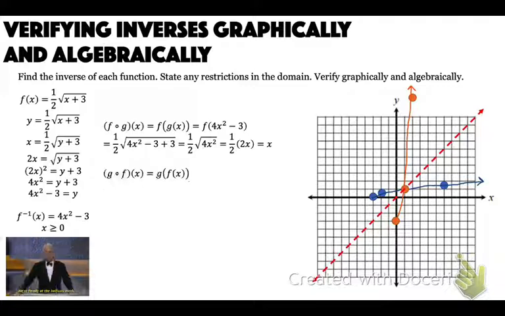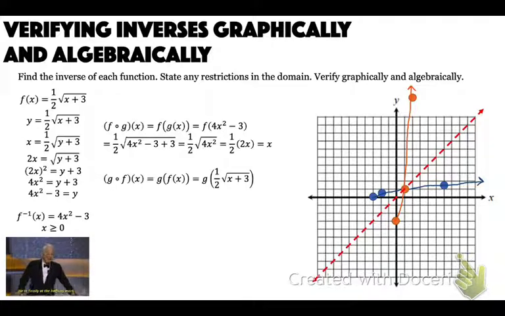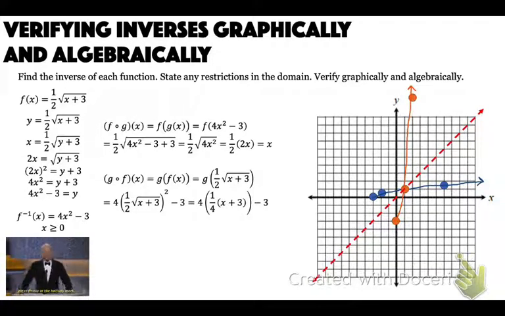We can do it the other way, so g of f of x, which means I'm going to plug f of x into the g function. So that's g of 1/2 times the square root of x plus 3, which is 4 times 1/2 times the square root of x plus 3, all squared, minus 3. Well, if I square the 1/2, I get 1/4. And if I square the square root of x plus 3, I just get x plus 3. Now, the 1/4 and the 4 cancel, so I'm just left with x plus 3 minus 3, which leaves me with x.